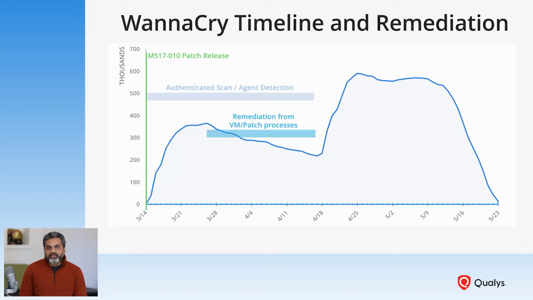In about a month, the EternalBlue exploit came out. So now there was an exploit for this particular vulnerability, and our engineers were able to reverse engineer it and create a remote detection.